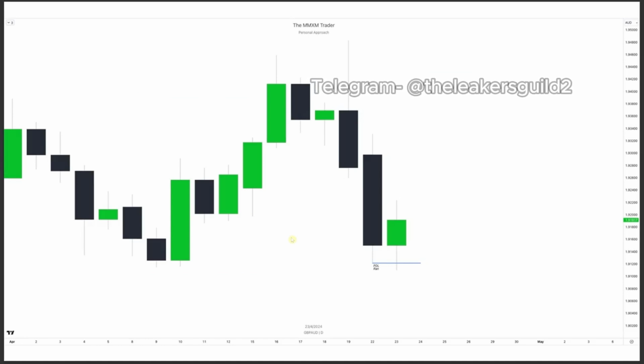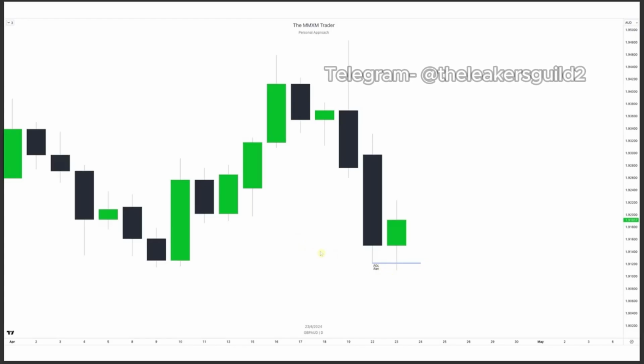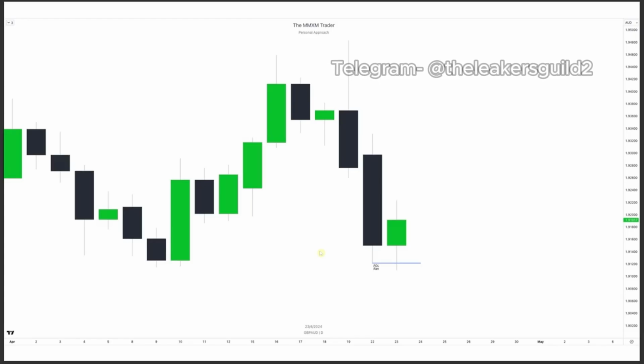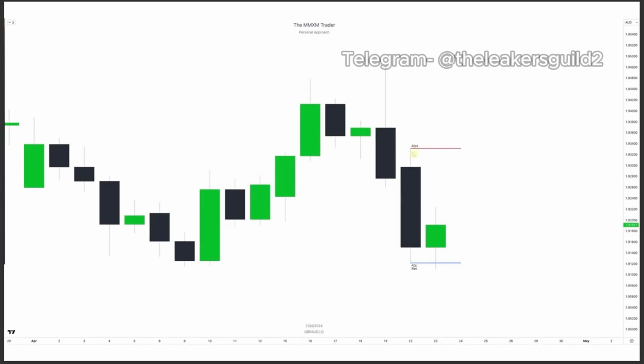We want to see external range liquidity purged first, which is the previous daily low or a previous daily high. So in this occasion, we're looking at that previous daily low over here. Now, what are we going to be looking for? Our range, which would be 50% of the range, right? That's what we want to target. We're going to be using previous daily high as that range.